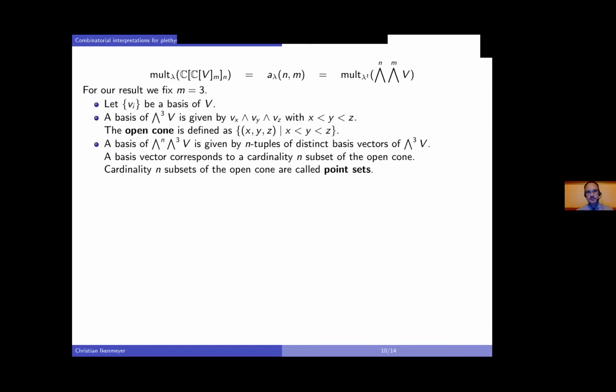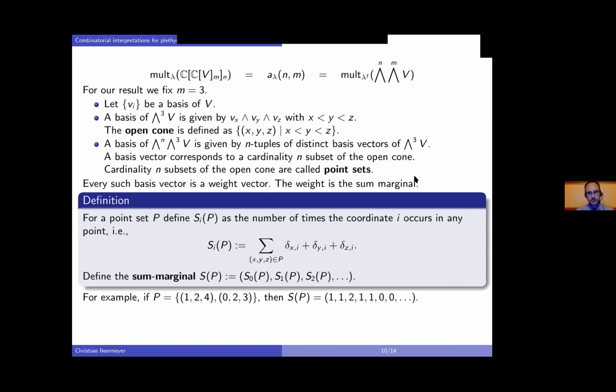You can think of them as n points in three-dimensional space that lie in this cone, x less than y less than z. We call these point sets. So you think of this three-dimensional cone, and in there you have n points, and they give you a basis of this space. The interesting thing now is that these basis vectors are already weight vectors. So we don't have to find which linear combinations are weight vectors; each basis vector here is a weight vector.